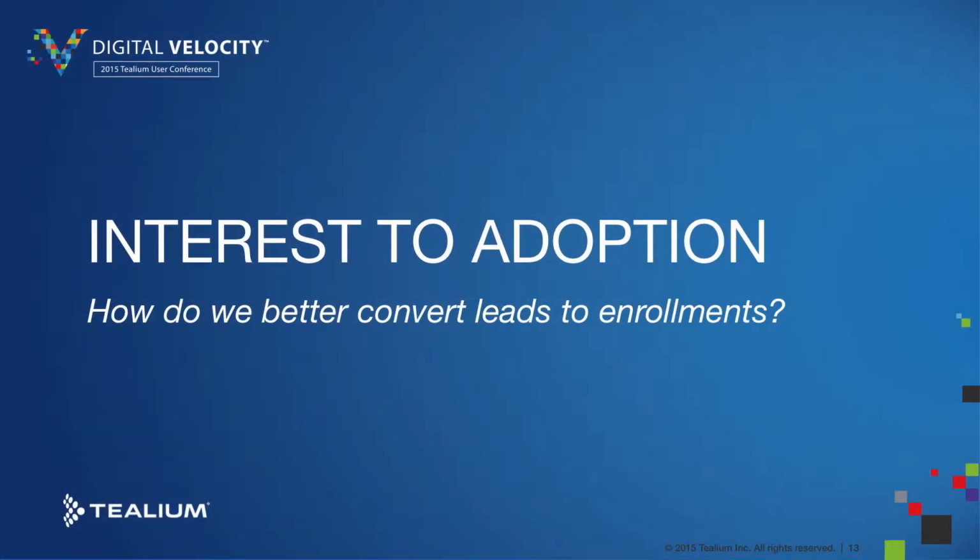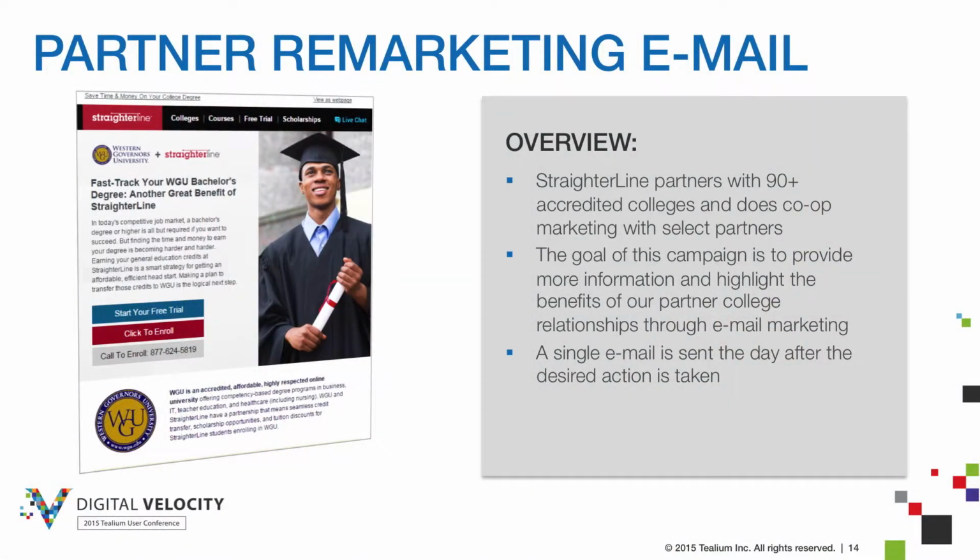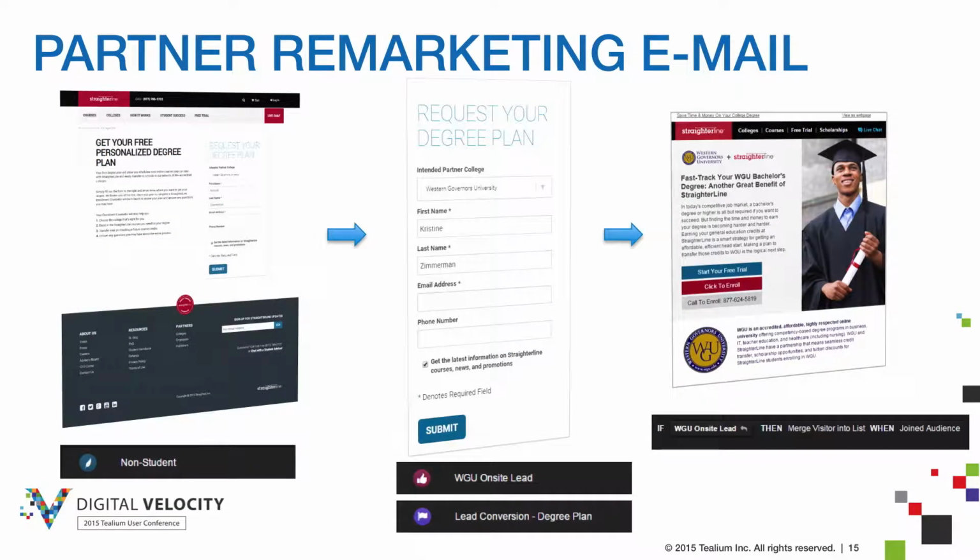So one of the pieces that we have in place here, as Marie mentioned, we have about 90 plus partner colleges that we work with, and we like to do some co-op marketing with those partners. One of the programs we have in place is an email that we send out based on somebody saying, yes, I'm interested in X partner. So they come to this page, we check if they're a non-student, so we'll badge them there. They then fill out the form, and we badge them as a WGU on-site lead, meaning that they filled out the lead form on our site, and we also look at them as a lead conversion of a degree plan.